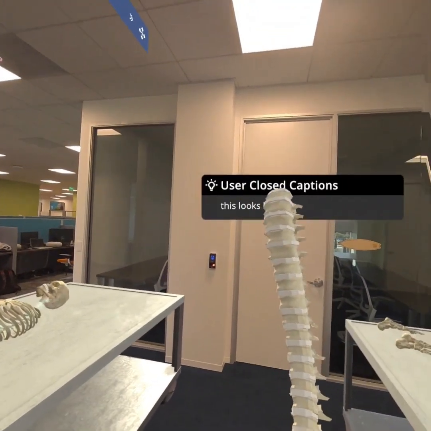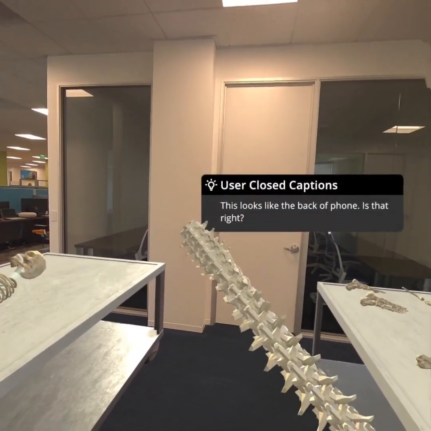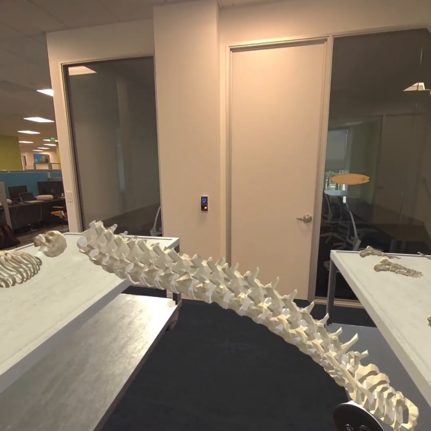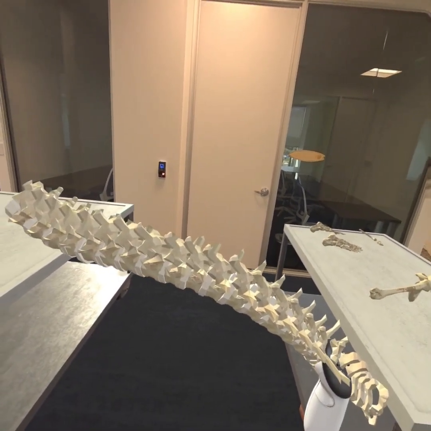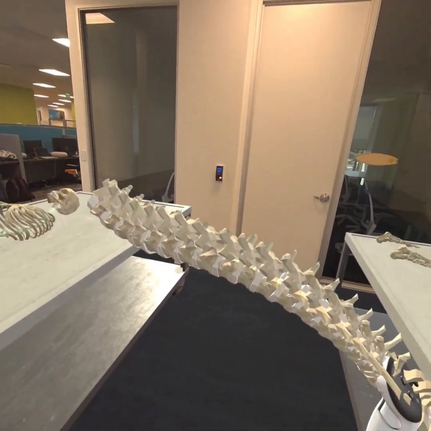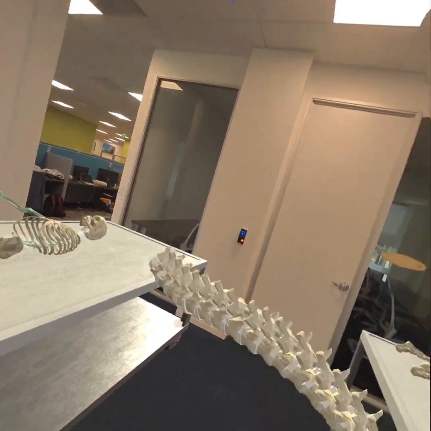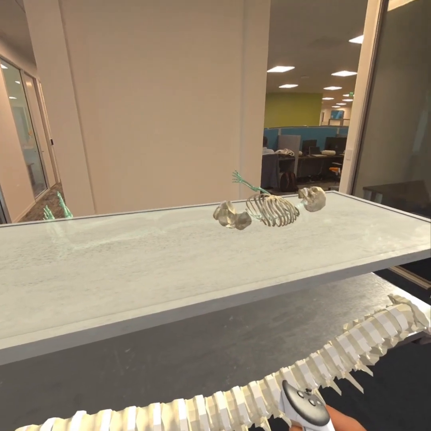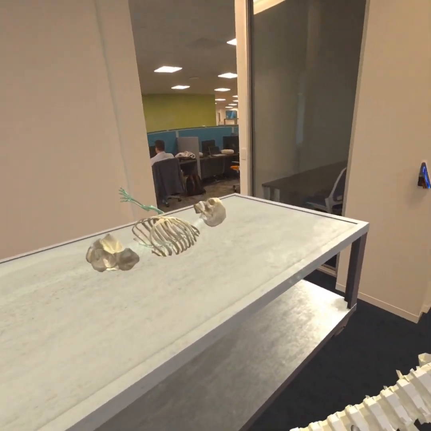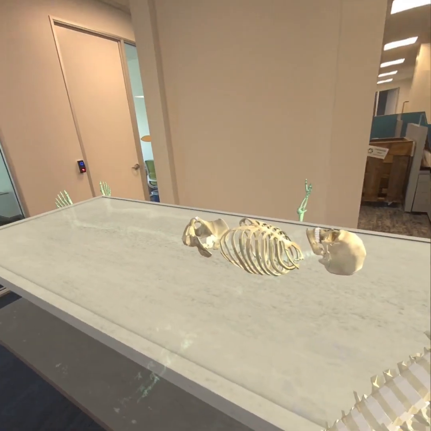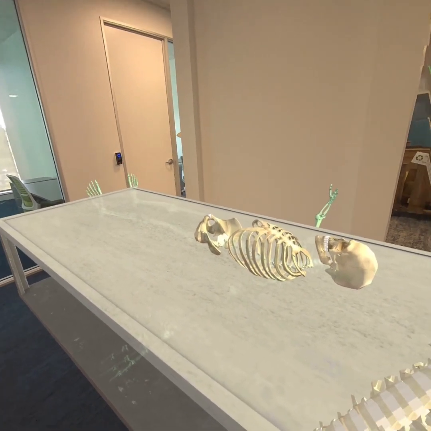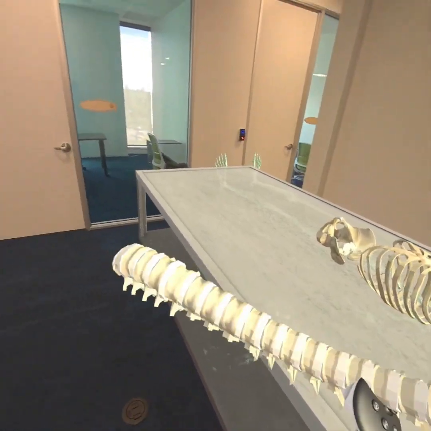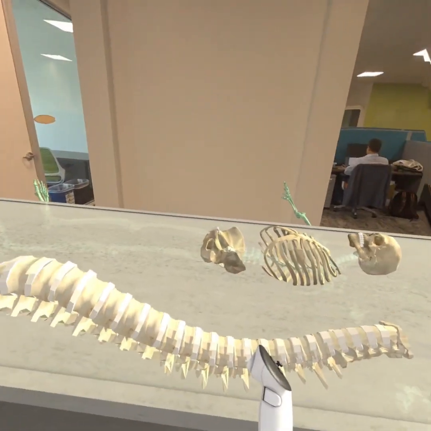This looks like the backbone. Is that right? Yes, you're correct. The piece you're holding is the spine, also known as the backbone. It's a complex structure made up of vertebrae, intervertebral discs, and various ligaments. The spine supports the body, allows for flexible movement, and protects the spinal cord, which is a key part of the nervous system. Now, let's proceed with the assembly. The spine should connect with the skull and the hip bones.